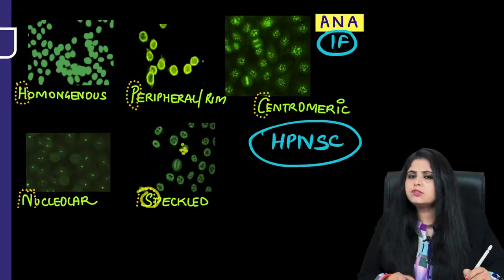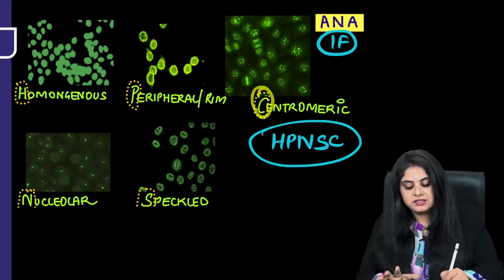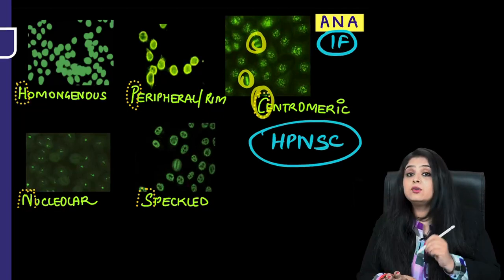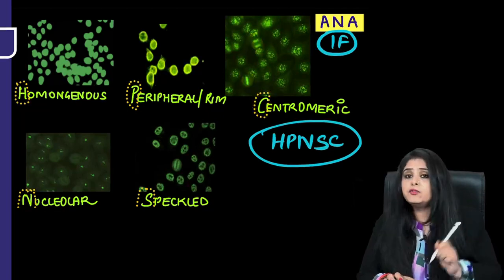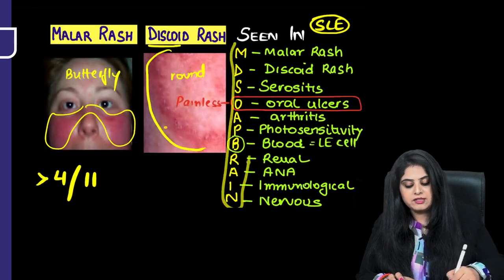Speckled, dot dot dot, is the most common. Every autoimmune disorder can show you this pattern. Centromeric, C for C. Centromeric is going to be seen only in CREST syndrome. Before I go to CREST syndrome, I hope everyone's clear with MD SOAP brain and you've analyzed all of this.